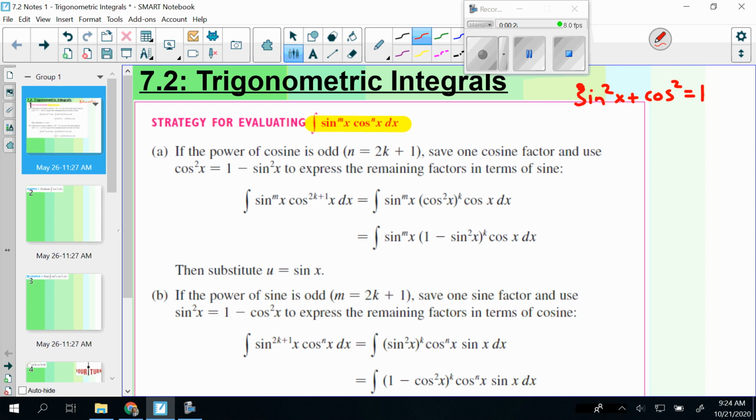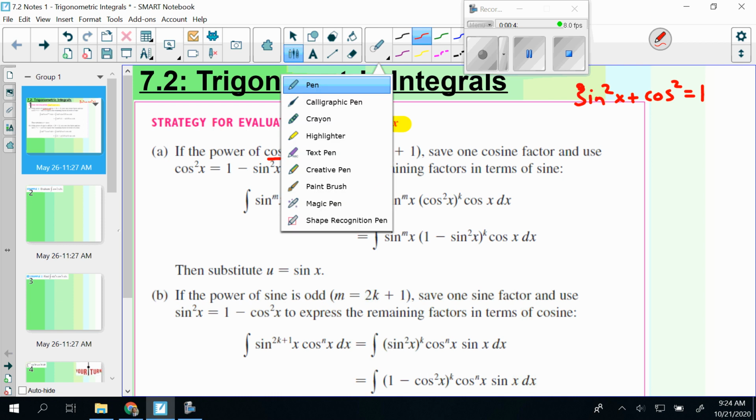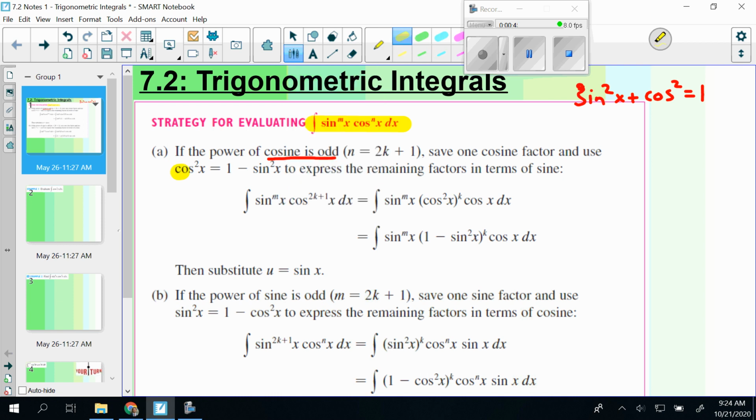So what we're going to look at is if you have cosine with an odd power, we're going to split them up, save one of those cosine factors, and then substitute in cosine squared being equal to 1 minus sine squared for the remaining factors.